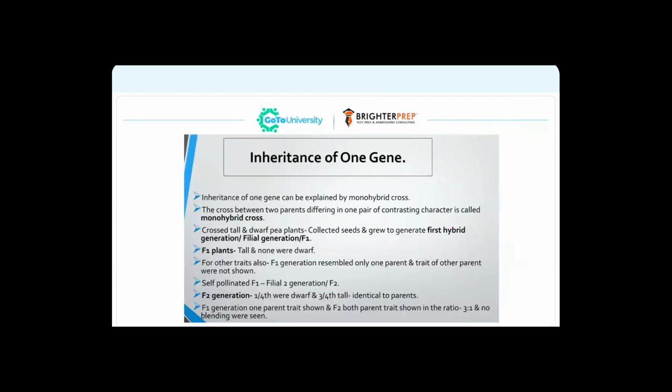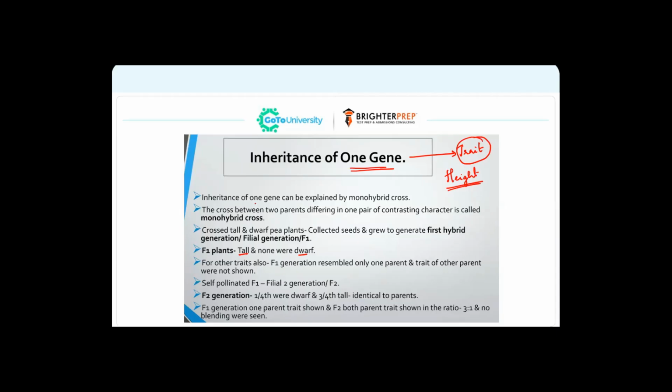Now, moving to the inheritance of one gene. We are focusing on one gene, in the sense one particular trait. For example, the whole chapter is focusing on Mendel's study, and we are considering the tall and dwarf trait. The height of the plant is the trait being studied in this context right now.